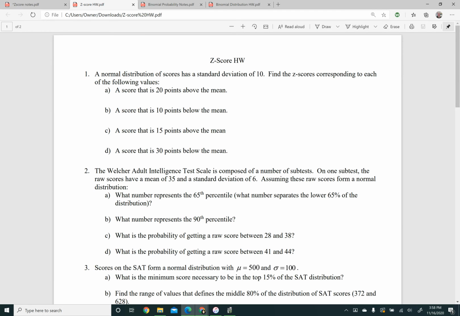On problem number 1, it says find the z-scores here, right? And remember, to find the z-score, you do x minus x bar divided by the standard deviation. Well, what they've done is they've already done the x minus x bar here. They told you that it's 20 points above the mean, and they told you the standard deviation is 10. So that's all they're doing. Here, it's 10 points below, so that's negative 10 over 10. So that's what you would do up here, okay?